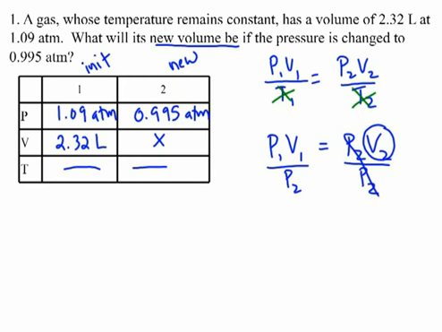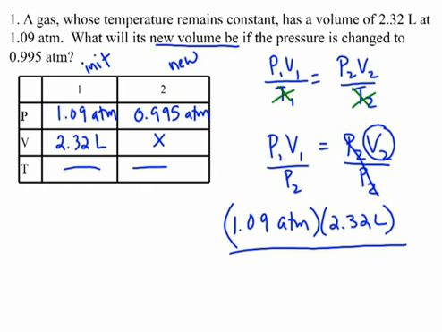So now it's just a matter of plugging in your numbers. 1.09 atmospheres times, that's the first pressure, the first volume is 2.32 liters, and we're going to divide that by the new pressure of 0.995 atmospheres. Atmospheres cancel. When you plug this into your calculator, you get, to three significant figures, 2.54 liters.